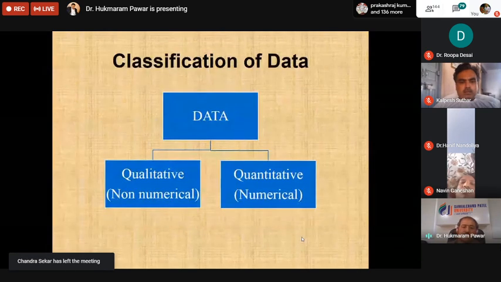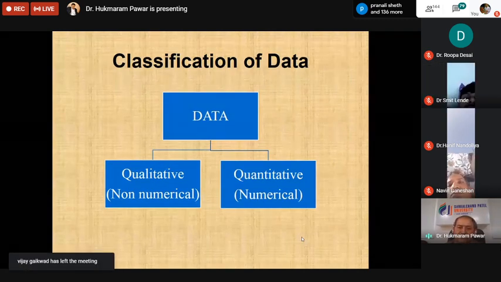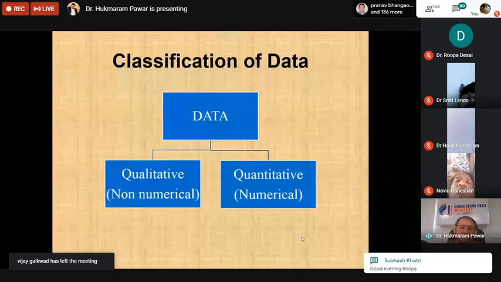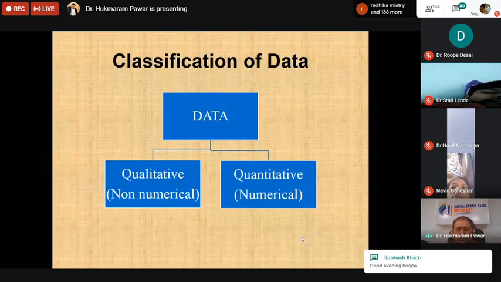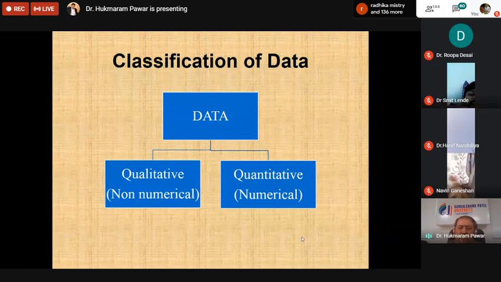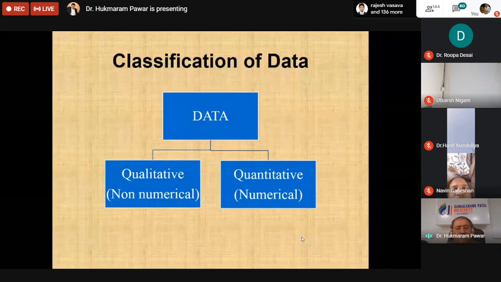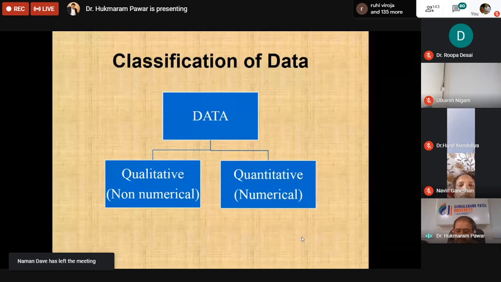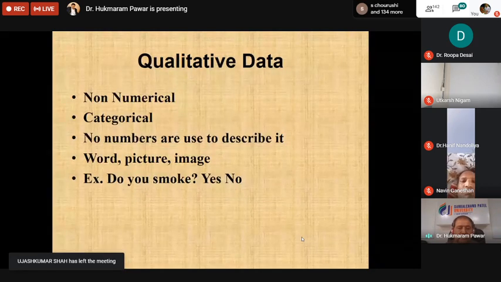As far as types of data are concerned, you know very well that data are normally classified into two categories: qualitative and quantitative. You know very well that qualitative is non-numerical data, categorical data, and quantitative is numerical data, where numbers are used. So let's understand it well, and after that we will go for scaling and measures.